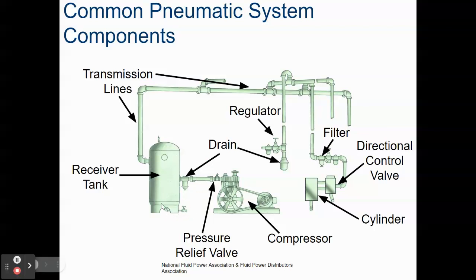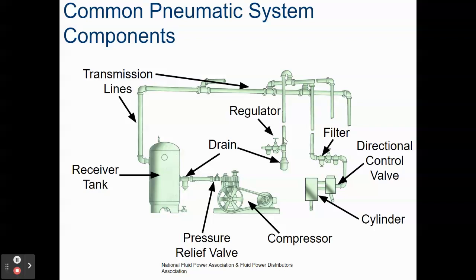Also notice this other drain at the bottom of the tank. Sometimes if we don't have a drain, that water can get inside of the tank. Water is heavier than air. It's going to settle to the bottom, and that needs to be drained off on occasion so we don't rust out the bottom of this tank, and then it would be ruined. So we get into a receiver tank. The transmission lines go to wherever it needs to go, in the shop, in the factory, wherever.